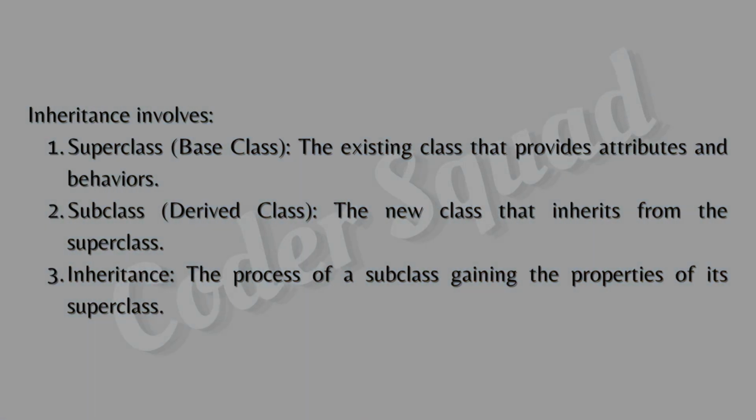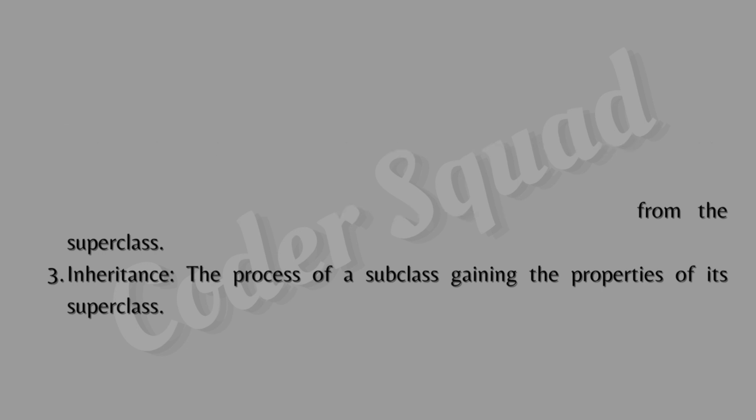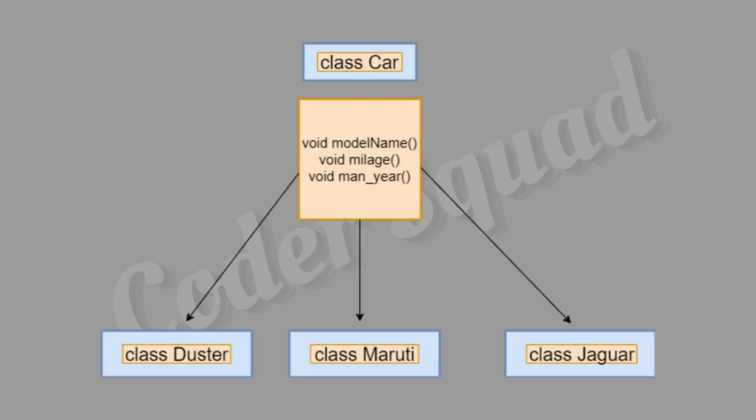Inheritance involves: 1. Superclass, or base class, the existing class that provides attributes and behaviors. 2. Subclass, or derived class, the new class that inherits from the superclass. 3. Inheritance, the process of a subclass gaining the properties of its superclass.